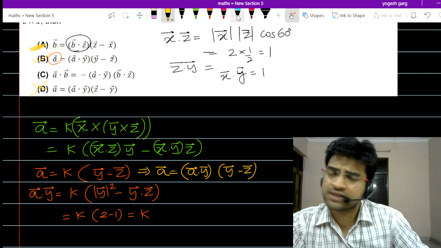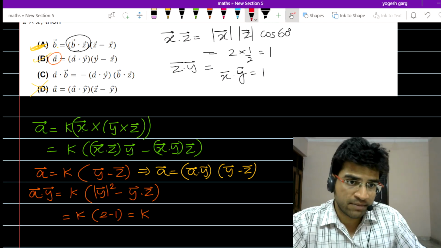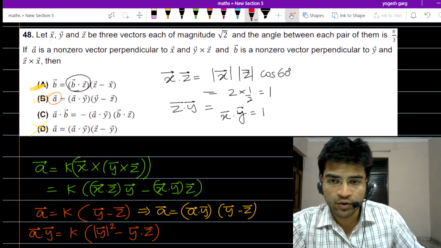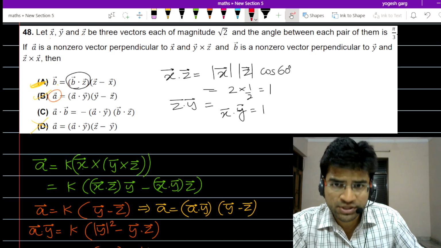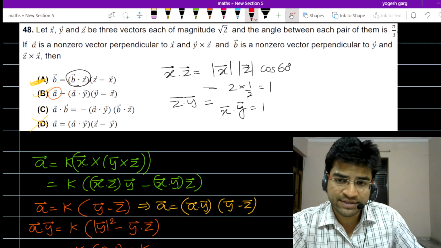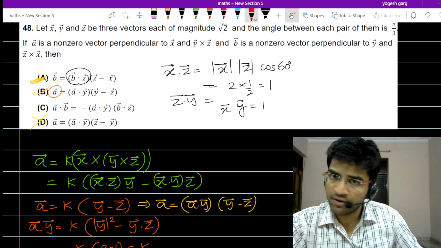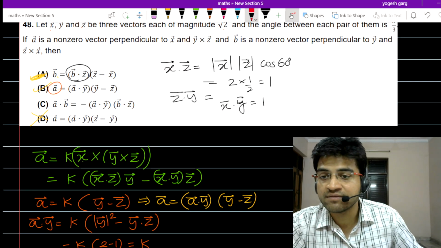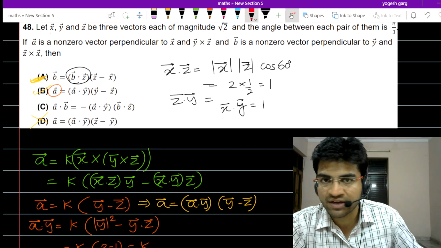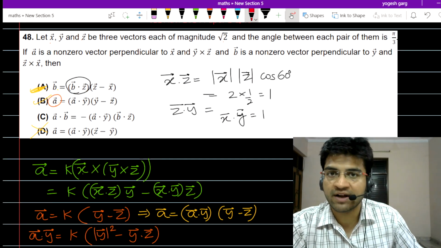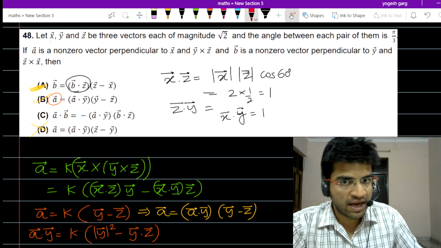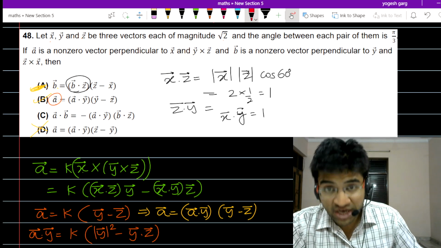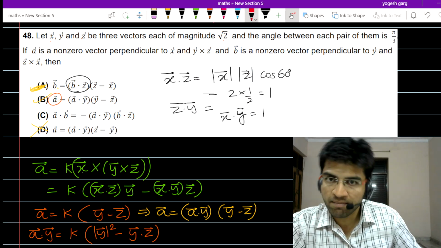Now, how to find B vector? Same logic, same application. I must suggest that if anyone has started watching this video, he or she should pause this video right now and check for B vector by yourself. How? You know what I have done here: I have written A vector as k into x vector cross y cross z. Same goes with B vector. So I suggest that you pause this video and check the first part, the A part, by yourself.